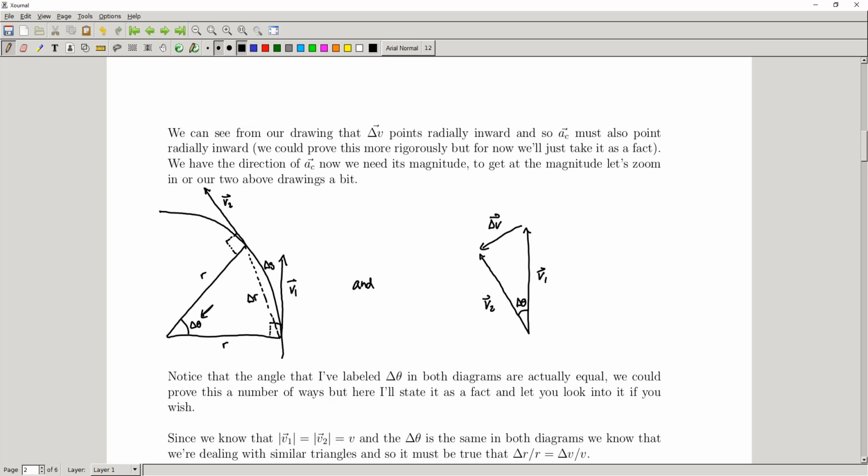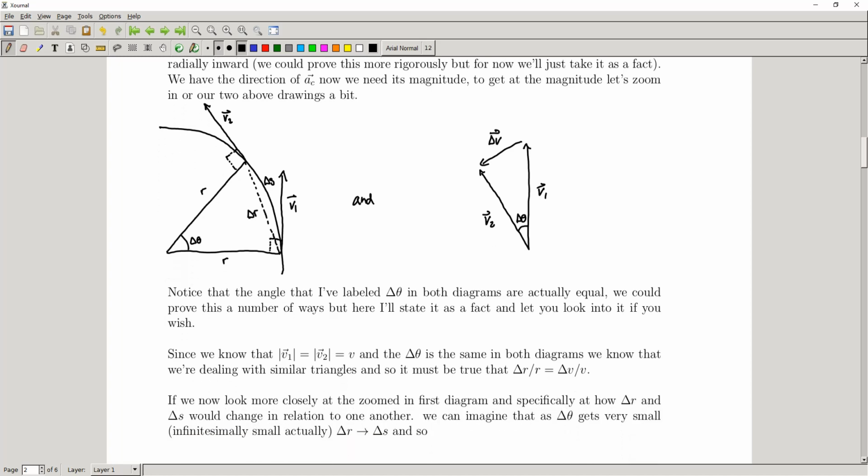Now I won't prove it. We could prove it a number of different ways. We could use similar triangles and a bunch of different constructions. We could also notice that as this delta theta over here goes through a full 2 pi revolutions, clearly this one would have to also. And so that shows us that they're actually going to be the same angle. But I'll leave that to you guys if you're interested in proving it. But for now, we'll just state that both of these angles are delta theta.